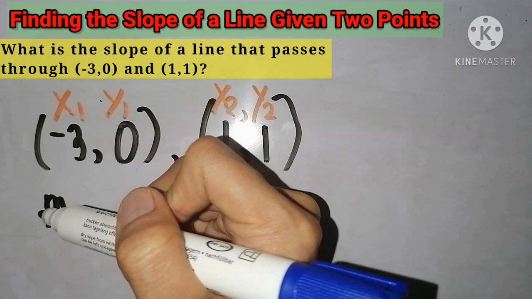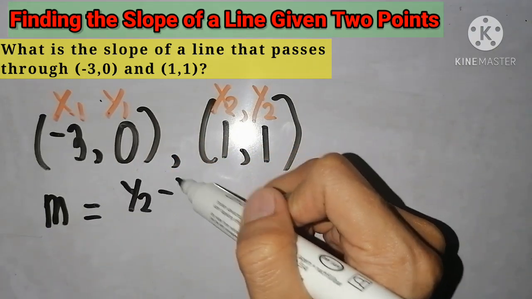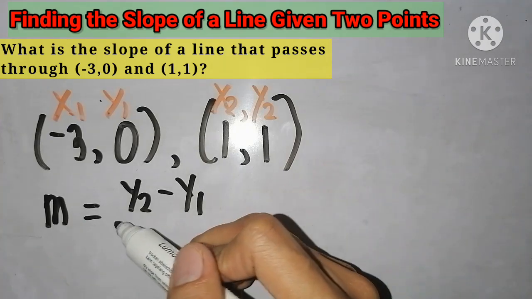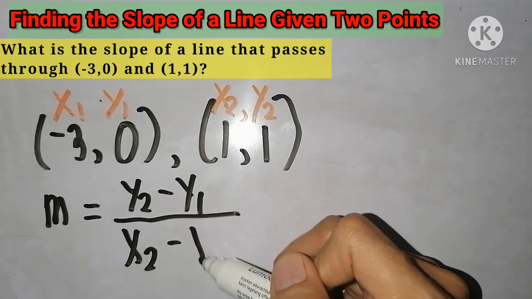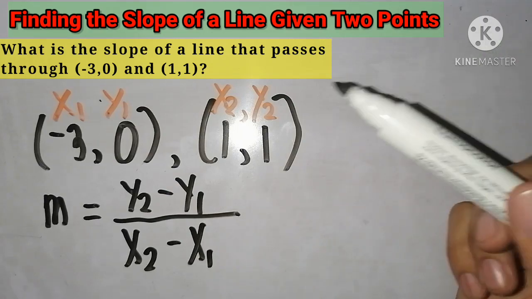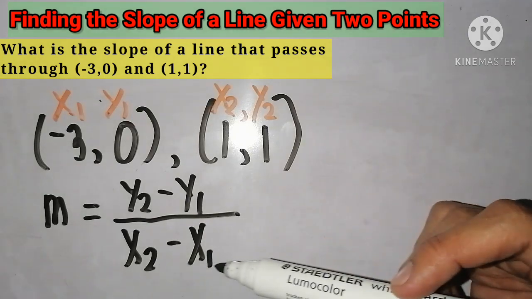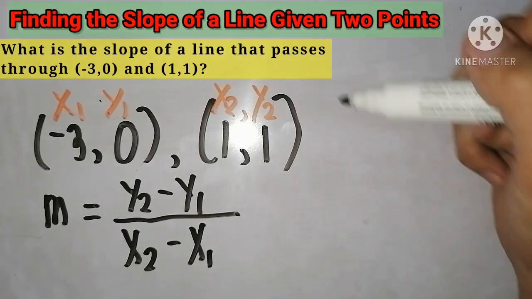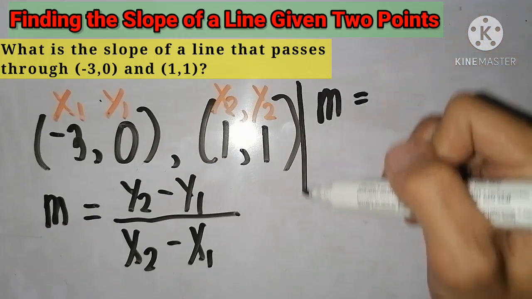M equals y sub 2 minus y sub 1 over x sub 2 minus x sub 1. So we have the values for y sub 2, y sub 1, x sub 2, and x sub 1. So you rewrite the formula, then we will substitute.